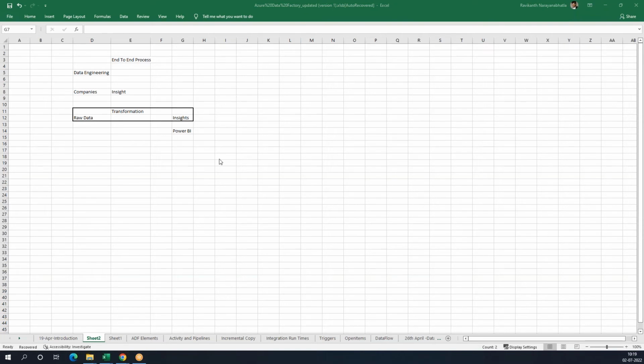Now what I have shown you is more of a functional introduction, or a business introduction, of what we're actually trying to do. But in the real world, what actually happens is that you might have some kind of on-premise stack.